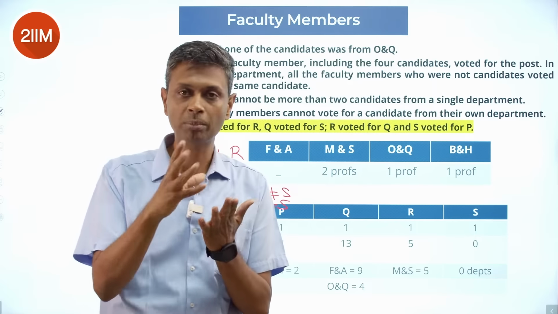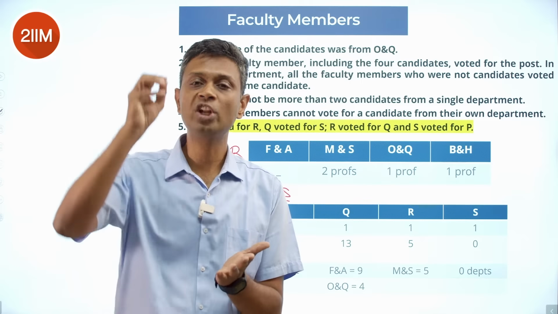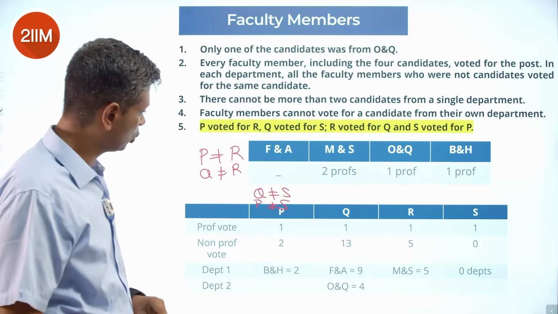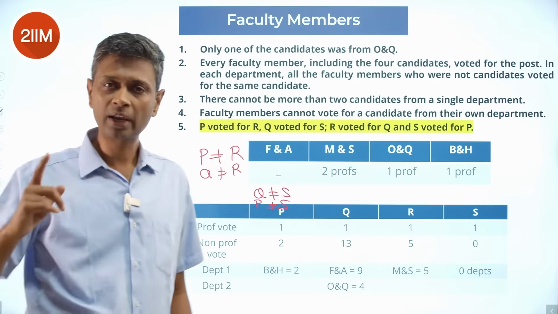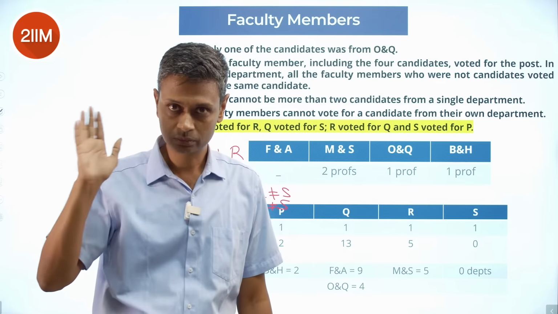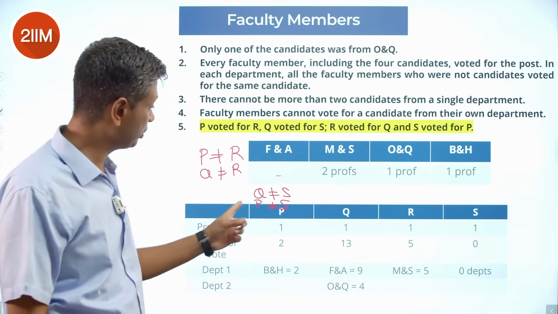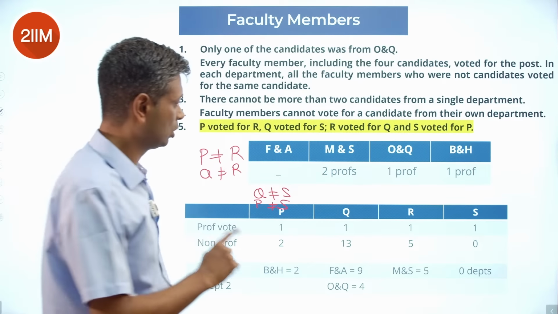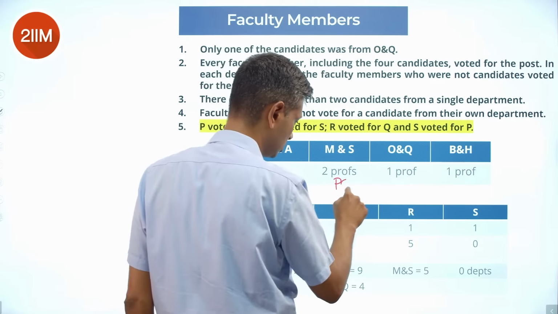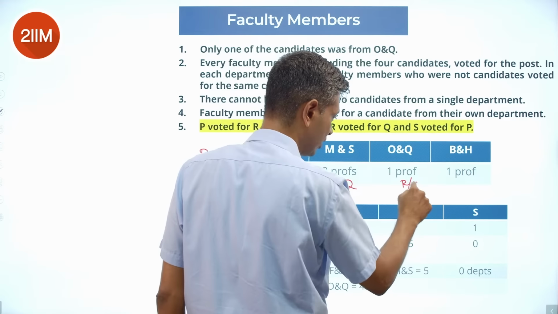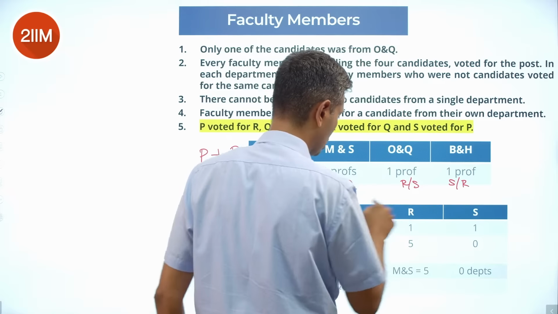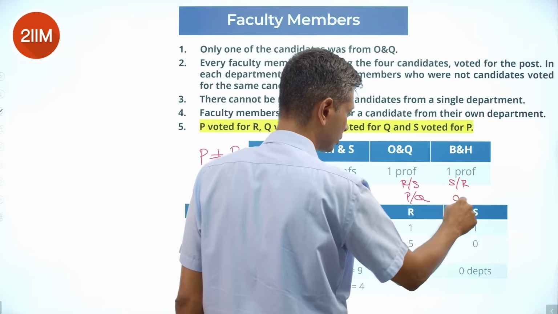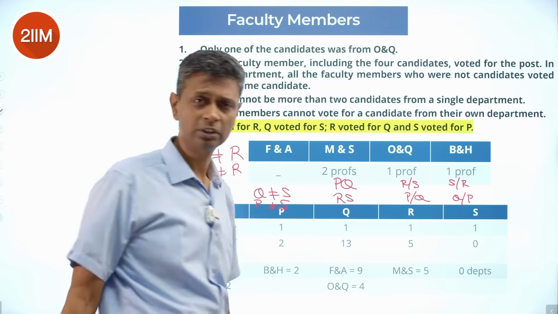If R is in the 2-member group, he or she can only be with S. If P were part of the 2-member group, P cannot be with R or S, can only be with Q. Likewise, Q cannot be with R and S, Q can only be with P. So we could have a scenario where this is PQ, we have R and S here, or this is RS, and we have P and Q here. Nice, beautiful.